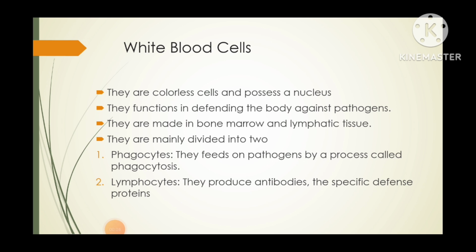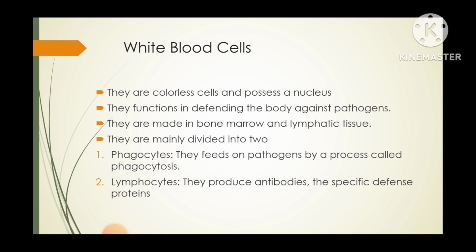They are colorless cells and possess a nucleus. They function in defending the body against pathogens, and that is the reason why white blood cells are called body soldiers. They prevent infection, they fight against pathogens. And they are made in the bone marrow and the lymphatic tissues.